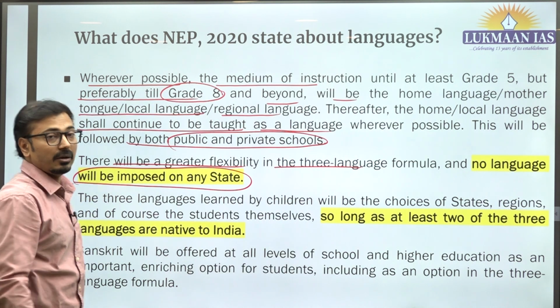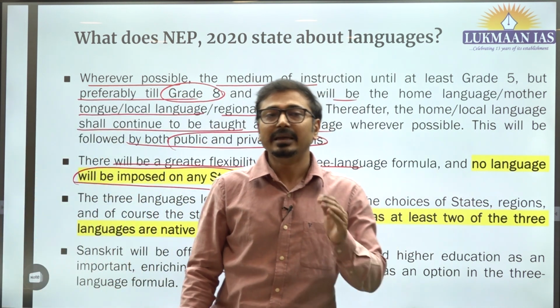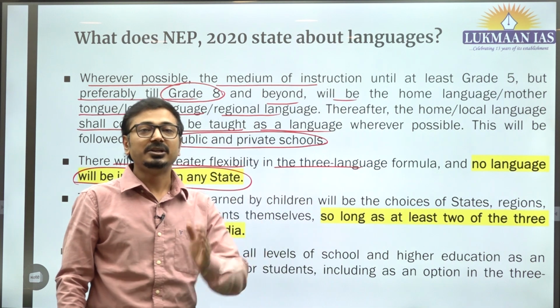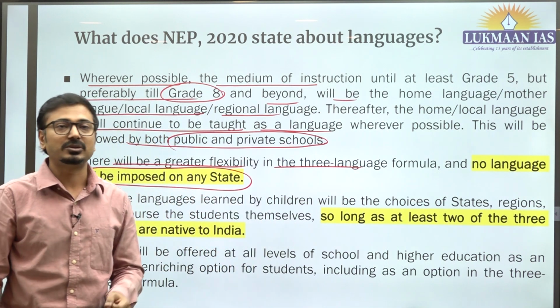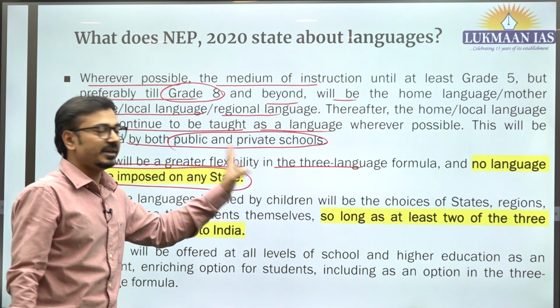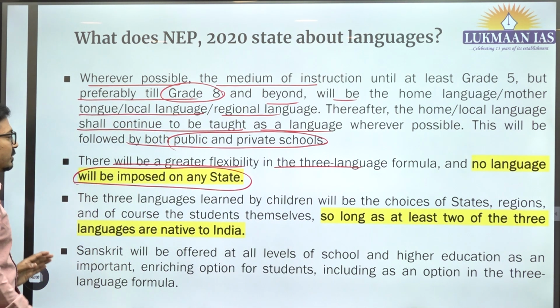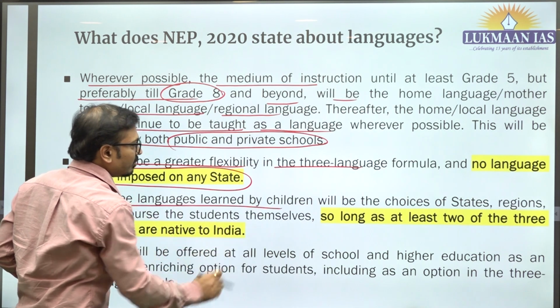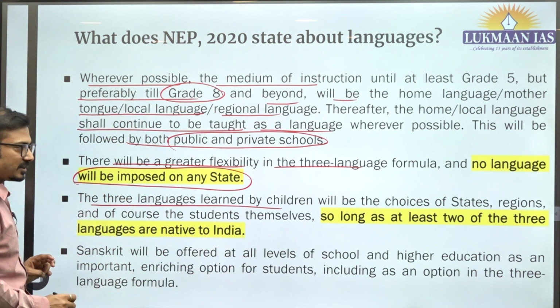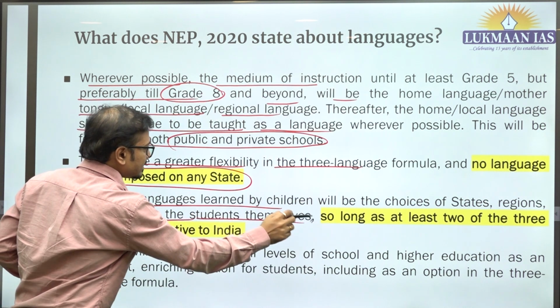Earlier, you can see that in southern states, Hindi, English and one of the regional languages was being imposed. So Hindi was somehow compulsory. This is not stated in NEP 2020. Now, the three languages learned by children will be the choices of states, regions and, of course, the students themselves.